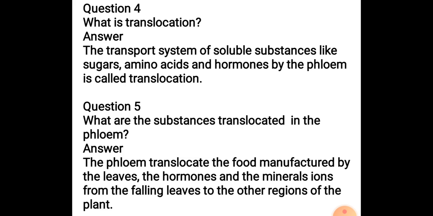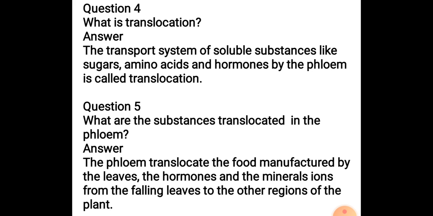What is translocation? The transport of soluble substances like sugar, amino acids and hormones by the phloem is called translocation. So translocation is simply the transport of substances from one place to another place, and that occurs by phloem only.